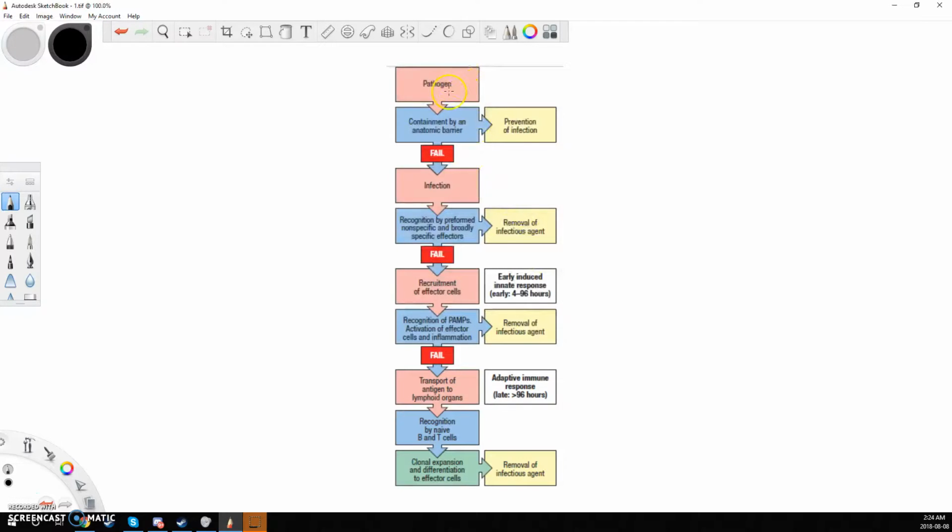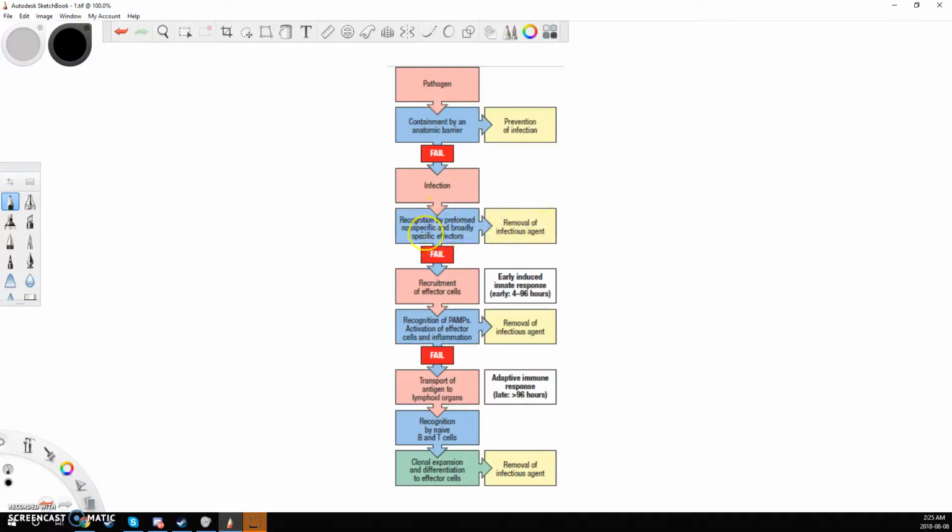So first we have a pathogen, and that pathogen will be contained by an anatomical barrier, and thus this prevents the infection. But if the pathogen breaches through this anatomical barrier, it will result in an infection. And during the infection, there will be recognition by preformed nonspecific and broadly specific effectors, and this will result in the removal of the infectious agent.